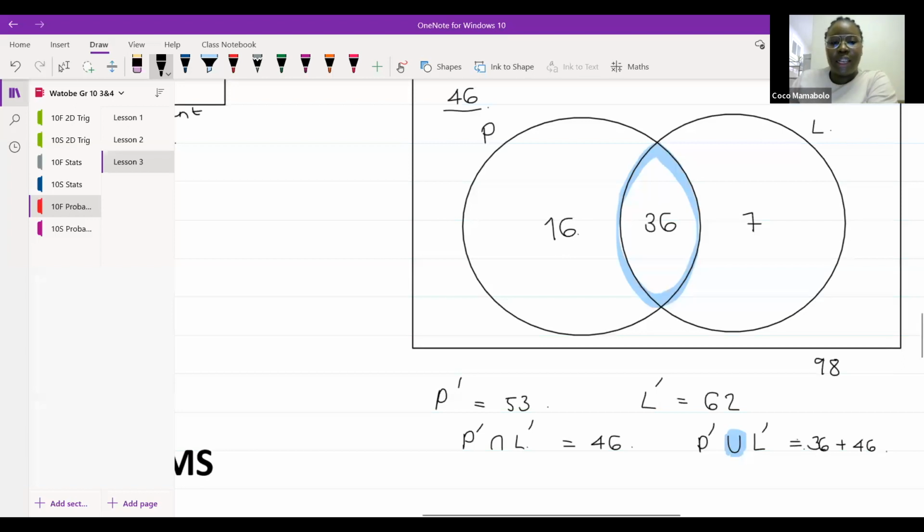Let me know in the chat if it's making a little bit more sense. I hope I haven't lost you. Yes, in this case, it has to be both. In the case where it's the union, it has to be things that are not in just physics and not in just life science. So if you are life science only, then you don't count. You only count if you're both of them.